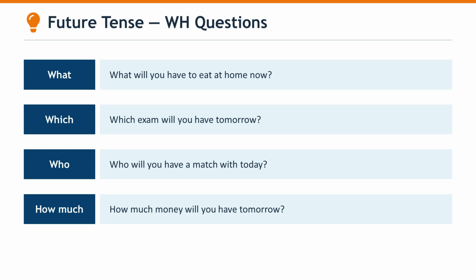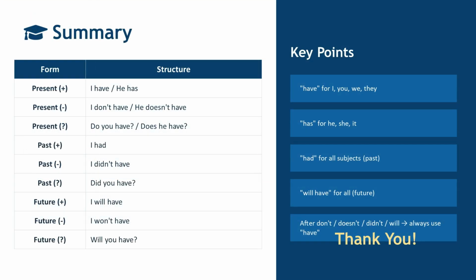The third question, who will you have a match with today? Here, we use who to ask about the person. The fourth question, how much money will you have tomorrow? Here, we use how much to ask about the amount. The pattern for future tense WH questions is WH word plus will plus subject plus have plus the rest of the sentence. Let us now quickly recap everything we have learned in this chapter.